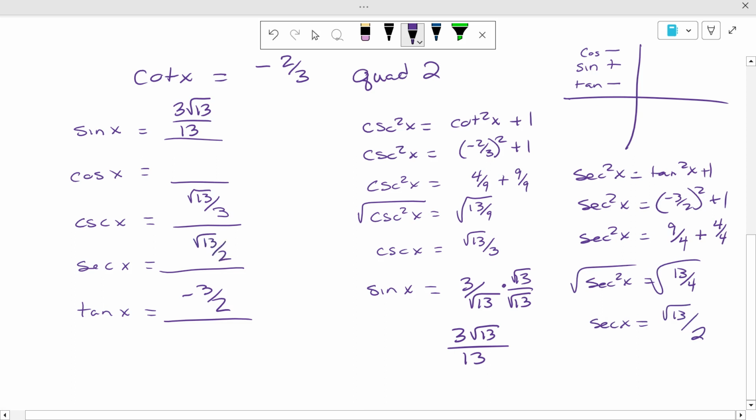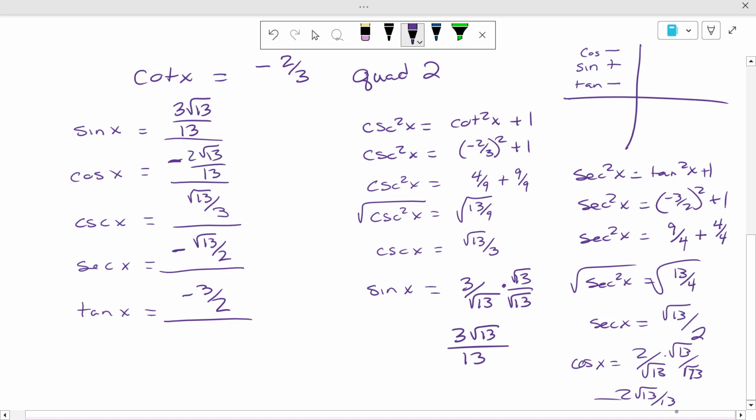Will it be positive or negative? We're in quadrant 2. And secant is a reciprocal of cosine. So cosine's negative, so secant's negative. So how do we find cosine now? Flip over this fraction, right? Cosine of x is 2 over square root of 13. Multiply top and bottom by square root of 13 over square root of 13. So it's 2 square root of 13 over 13. And it's going to be negative.